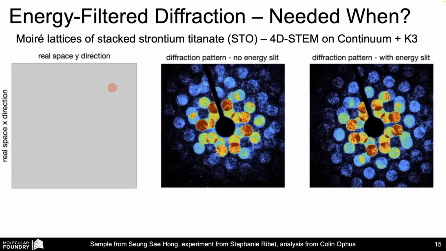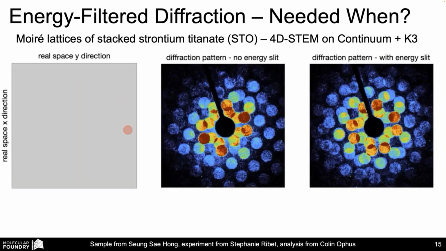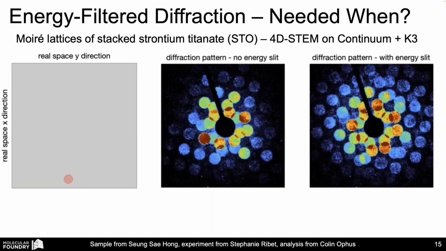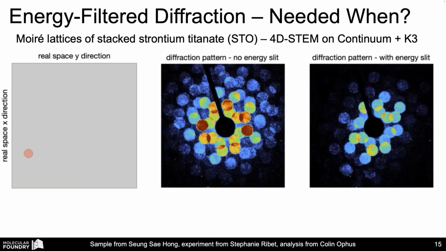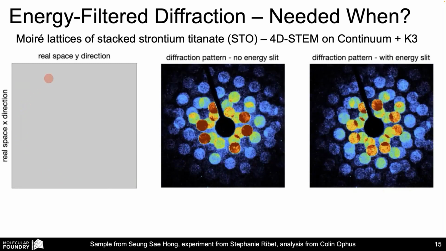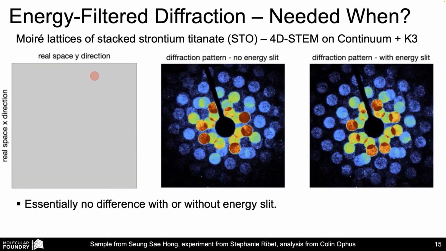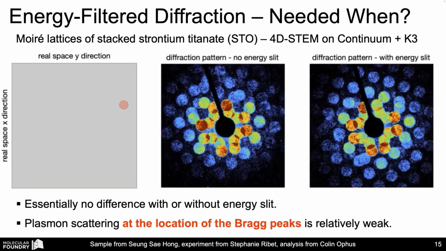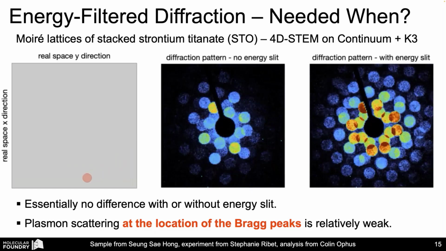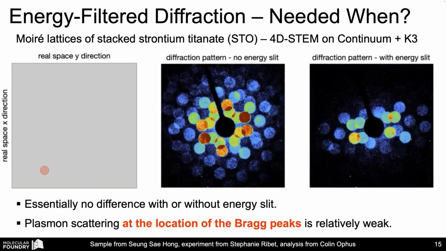And so if we just scan around and you look at the two diffraction patterns, they look quite similar to each other. And you can see that the contrast changes as we reach different regions of the material that are tilted to different angles. But really, there's not a lot of difference between these two patterns. So in particular here, we think that because the plasmon scattering is not that strong at the location of the bright peaks, it's not really going to strongly modulate our measurements here.